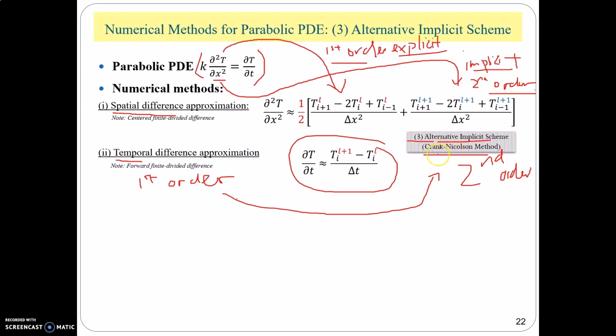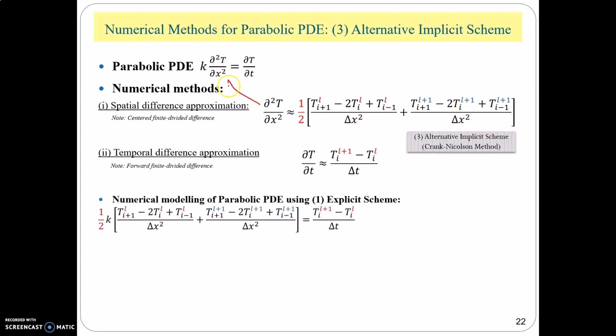To achieve this, the Nicolson method approximates the d squared T over dx squared by taking half of the explicit formula plus the implicit formula. By substituting the spatial difference approximation and also the temporal difference approximation into this formula, you should be able to obtain this equation. By multiplying delta t, this part can be cancelled and you have delta t here.